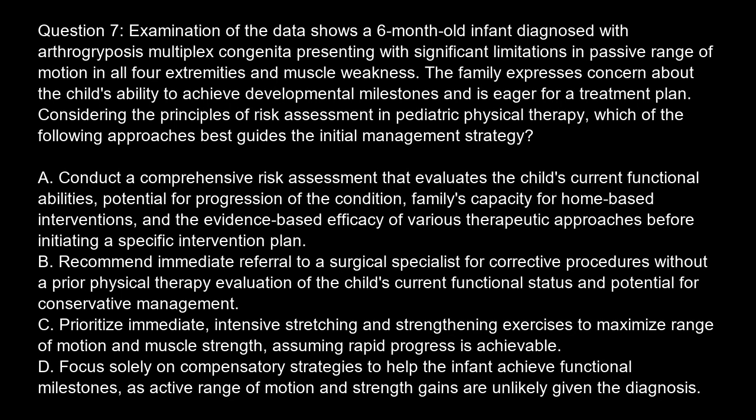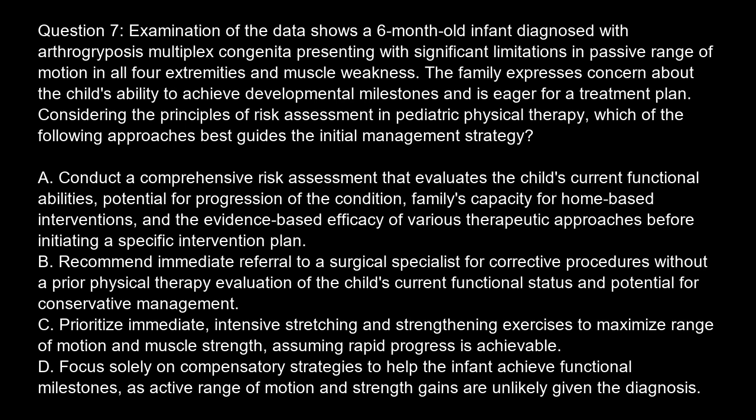Question 7. Examination of the data shows a 6-month-old infant diagnosed with arthrogryposis multiplex congenita presenting with significant limitations in passive range of motion in all 4 extremities and muscle weakness. The family expresses concern about the child's ability to achieve developmental milestones and is eager for a treatment plan. Considering the principles of risk assessment in pediatric physical therapy, which of the following approaches best guides the initial management strategy?